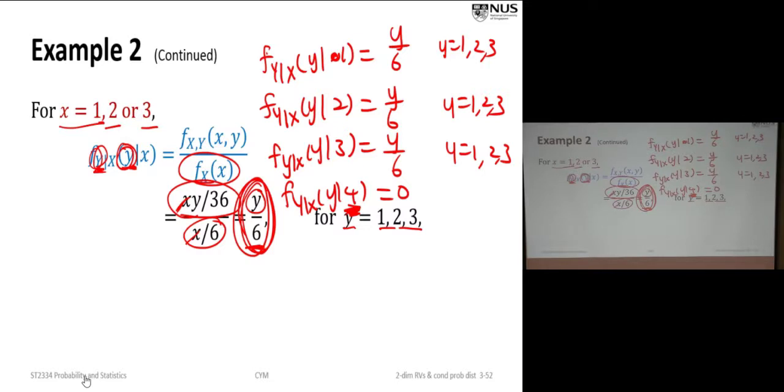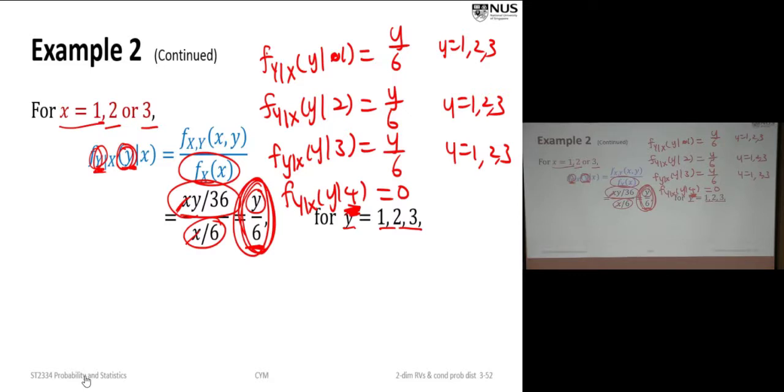So it's only concerning the random variable y, one random variable. But the expression can be a function of y and x. In this example, it's only a function of y. It does not depend on x. So what does it mean? It means that for any x value, so long as it's 1, 2, or 3, the conditional distributions are the same, which means that it does not depend on x.